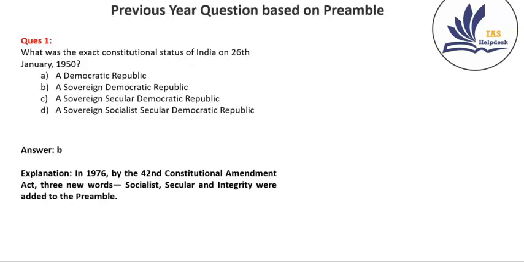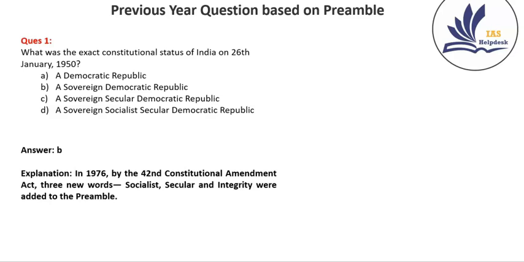So here we have our first question. What was the exact constitutional status of India on 26th January 1950? The first option is a democratic republic, second a sovereign democratic republic, third a sovereign secular democratic republic and fourth a sovereign socialist secular democratic republic. Which means कि 26 जनवरी 1950 को इंडिया का कॉन्स्टिट्यूशनल स्टेटस क्या था.